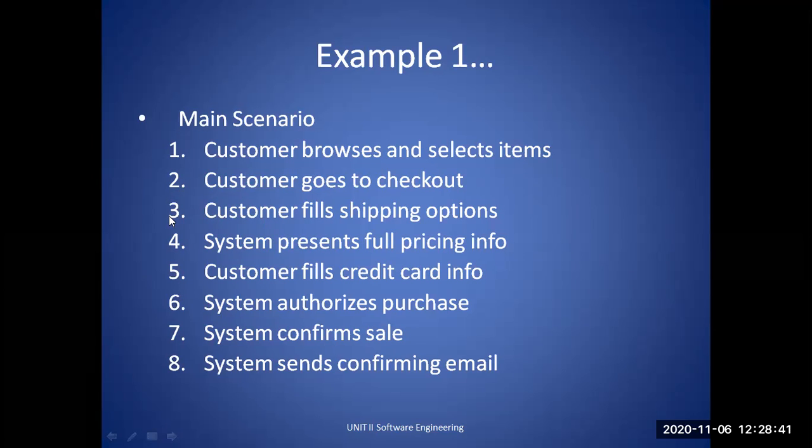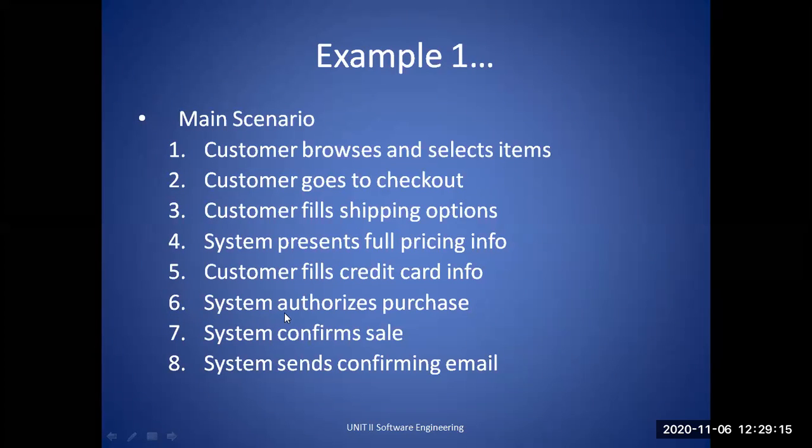See, we have alternate scenarios regarding the third point and the sixth point. You can observe from here. We have an alternative scenario regarding the third point, that is, customer fills shipping details. Because if he is a regular customer, the address will be fixed for it. Let us say that he wants the shipping details to be changed. So he wants some other address to be delivered to. So it will be changed according to the customer.